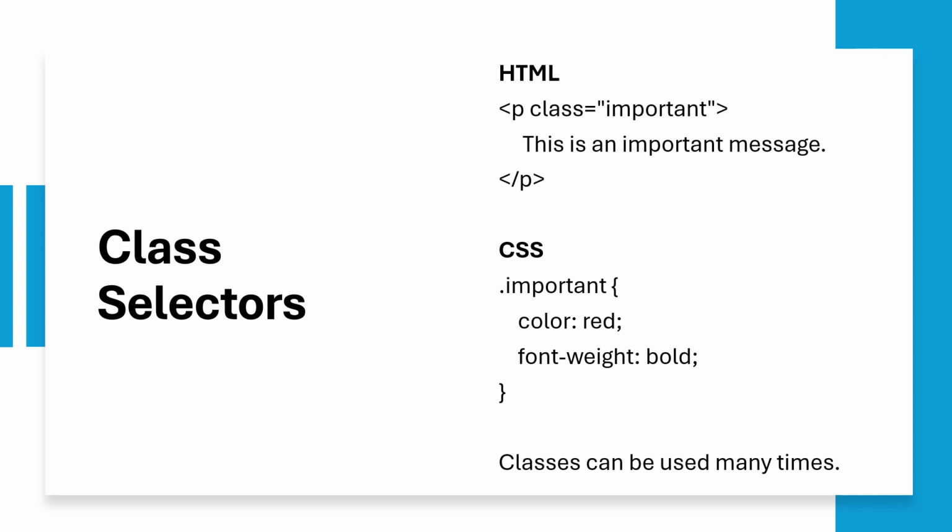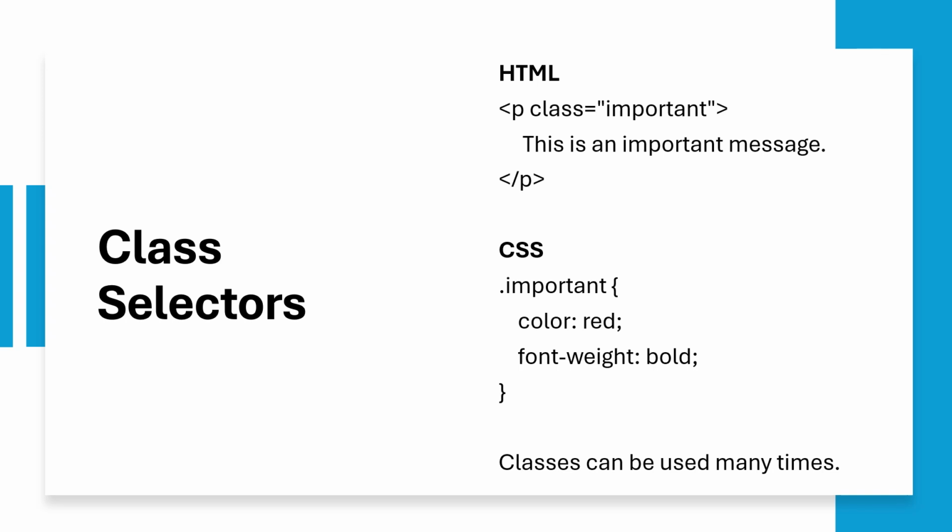Sometimes we only want to style certain elements instead of every element of the same type. That's where classes are useful. In the HTML document, the class attribute is assigned a class name. In the style sheet, the class selector begins with a period followed by the same class name. Notice that the class name is important in both the HTML and the CSS file. The only difference is that in the CSS rule, we place a period in front of the class name. That period tells the browser that we're selecting a class.